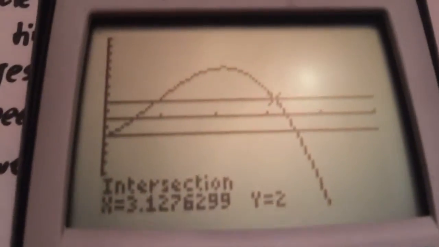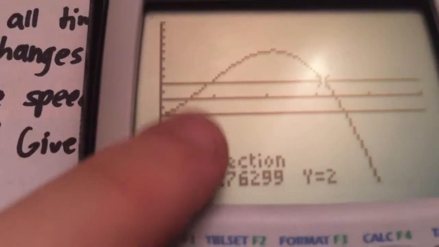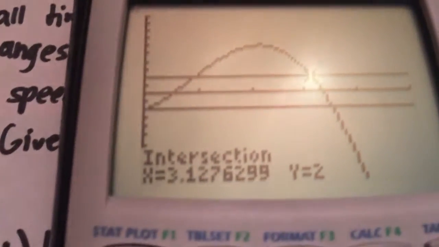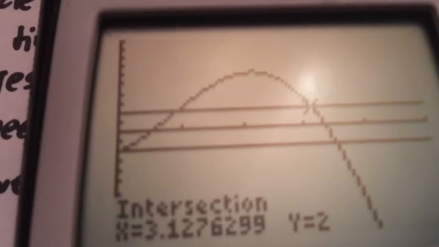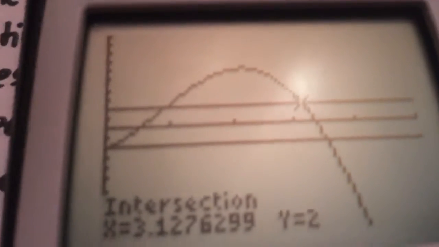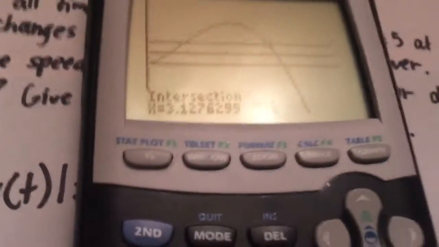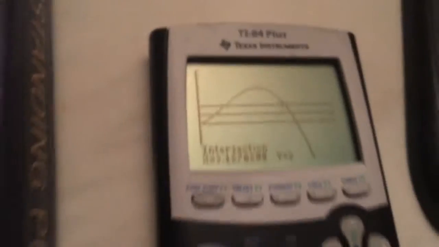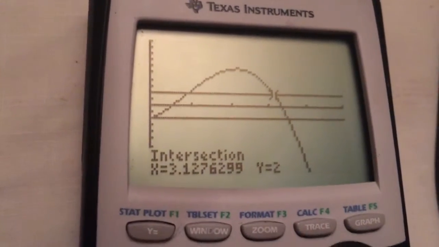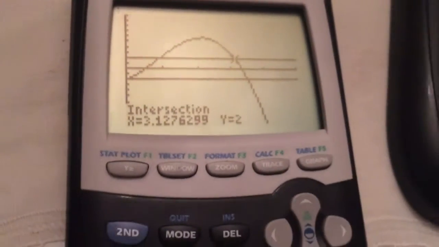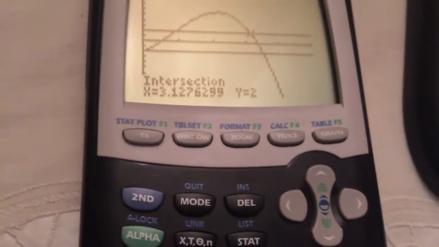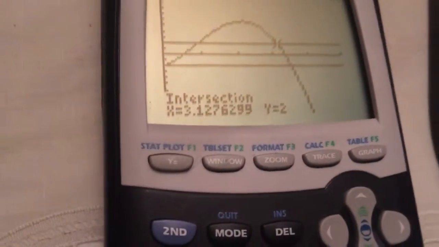Also, the reason why I'm not going over here to see where it intersects is because the problem's asking me on the interval 2 to 4. And that's going to be later on. So our first value that we have here is, let's take a look, 3.128.